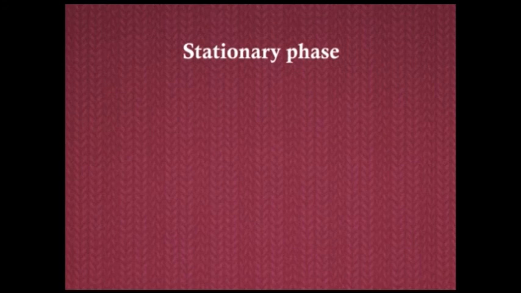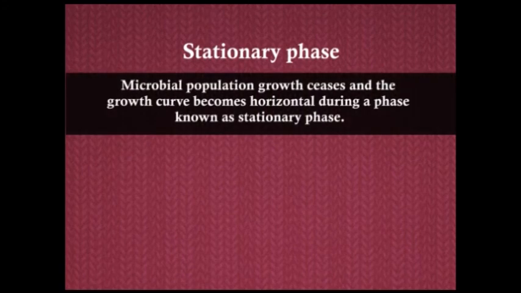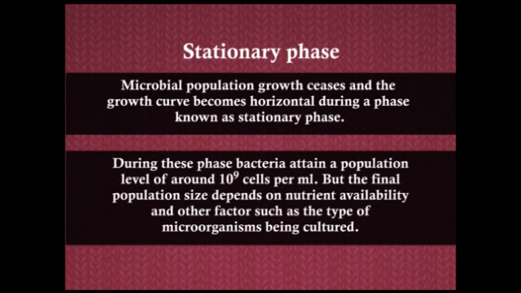Now we'll see the stationary phase. So microbial population growth ceases and the growth curve becomes horizontal during a phase that is known as the stationary phase. During this phase, the bacteria attain a population level of around 10 to the power 9 cells per ml. But the final population size depends on the nutrient availability and other factors such as the type of microorganism being cultured. So during this phase, the total number of viable microorganisms remains constant. This may result from a balance between cell division and cell death, or the population may simply cease to divide, though they remain metabolically active.